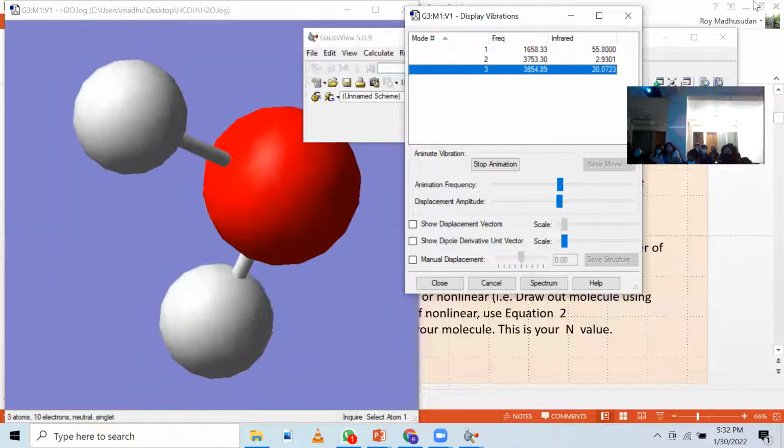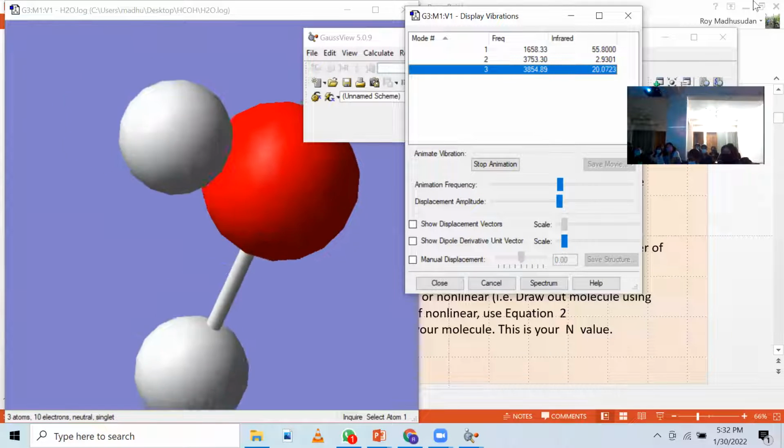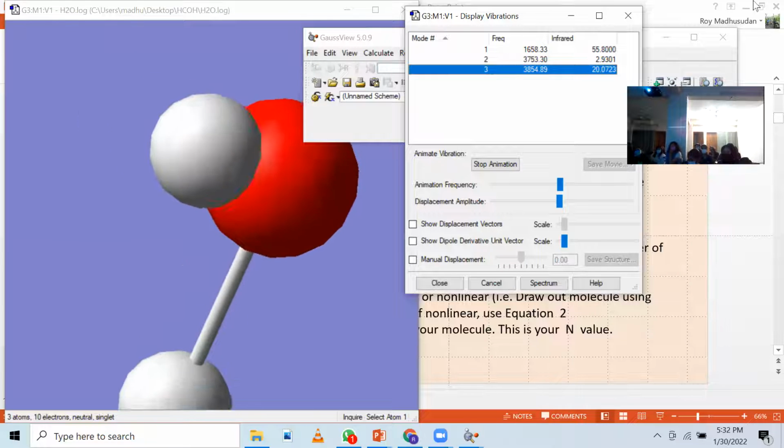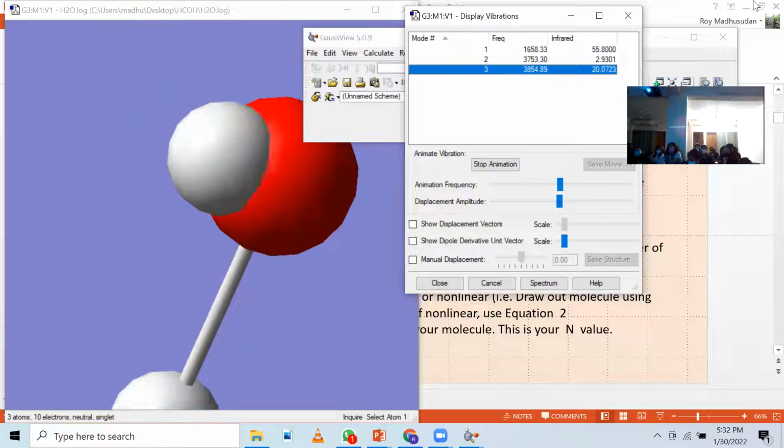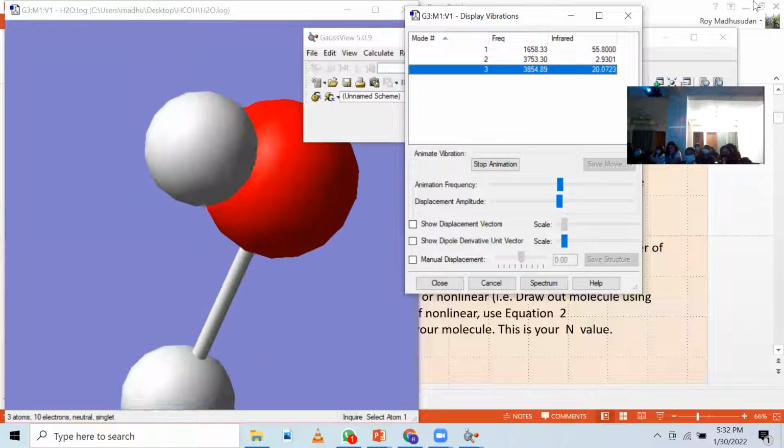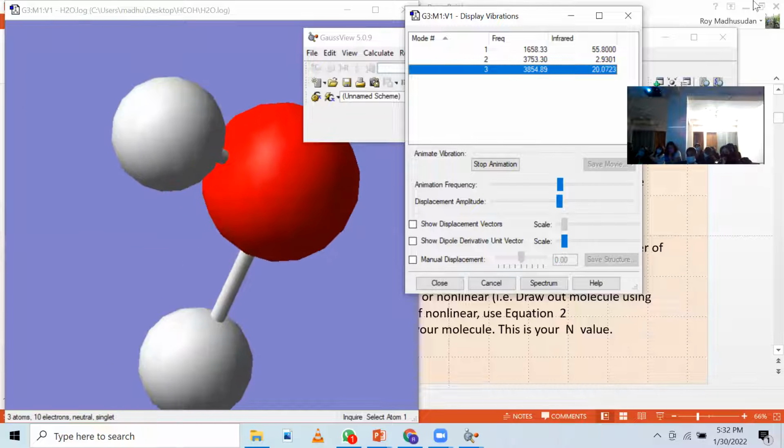Is it? For the water molecule, hydrogen, oxygen, and another hydrogen, this oxygen has the electronegativity. How much? Do you know the value? 3.5. And hydrogen has the electronegativity 2.1. This is 2.1.